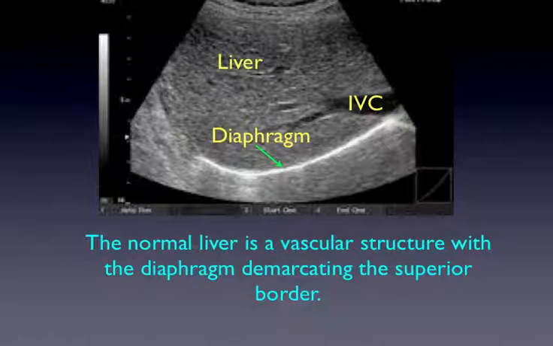Now the liver is a very vascular structure, which helps differentiate it from any picture that has a diaphragm and a liver-like structure in it, which could be spleen, very avascular compared to the liver.